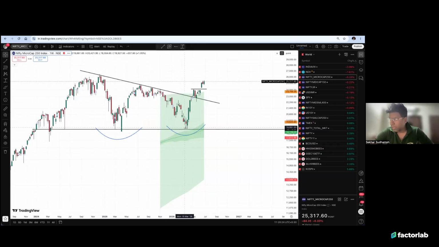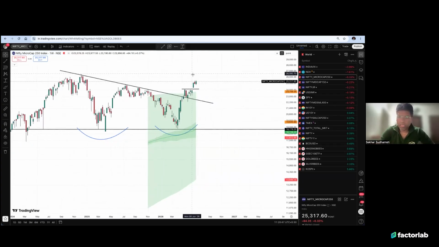But what happened at this neckline? It did not break down. It took a solid support and it went up. So this gave us the first confirmation that this is actually not bearish at all. There is a bullish tone to the micro caps. But we still waited and saw whether the slanting trend line would be broken to confirm the bullishness or not. Yes, it broke out.